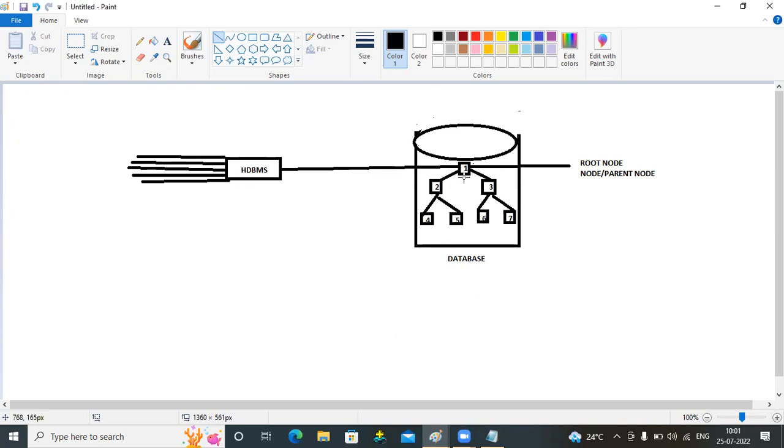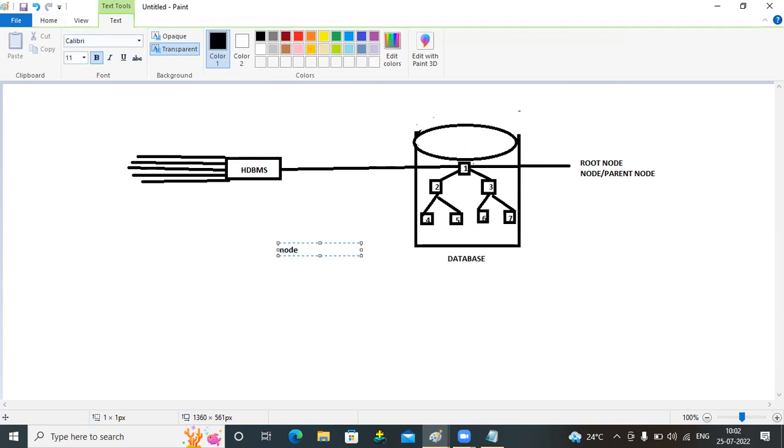The data is stored like a tree structure. See here, one is followed by two and also by three, which means one is a parent. Next, two is followed by four and five, three is followed by six and seven, like that it is stored. In HDBMS, the first data we entered is present somewhere, which is called a node. It acts as a root node or a parent node.